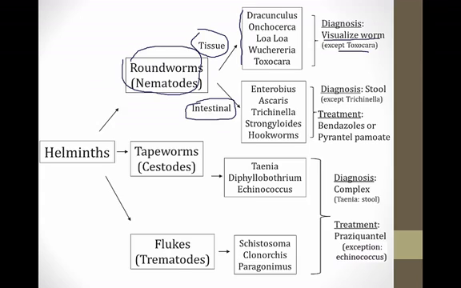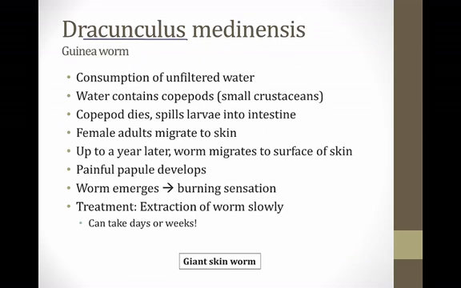Dracunculus medinensis is also called the guinea worm, and this is a very easy helminth infection to remember because it's an enormous worm. It can be up to a foot long and it can burrow into the skin. You get infected with dracunculus by consuming unfiltered water that contains small crustaceans called copepods. Crustaceans you may know of as crabs, but there are other crustaceans, and some of them are very small, and you can drink them with water. The copepod dies, and it spills the larva inside of it into your intestine.